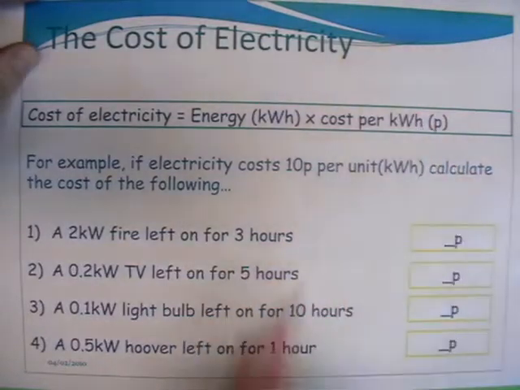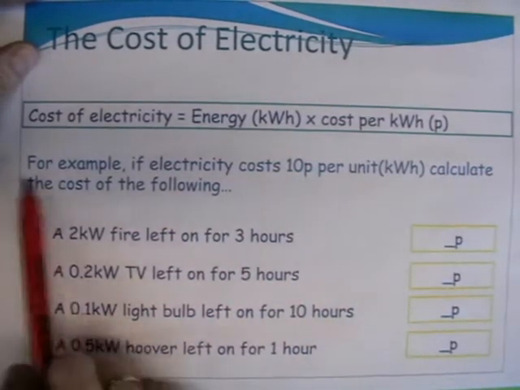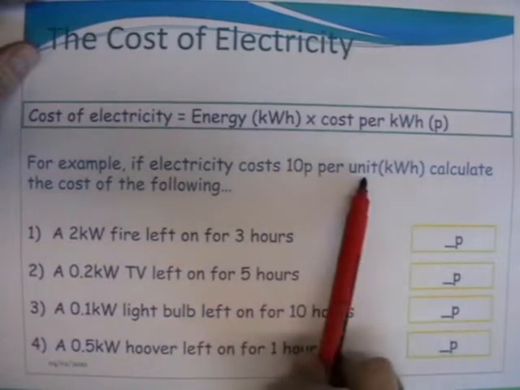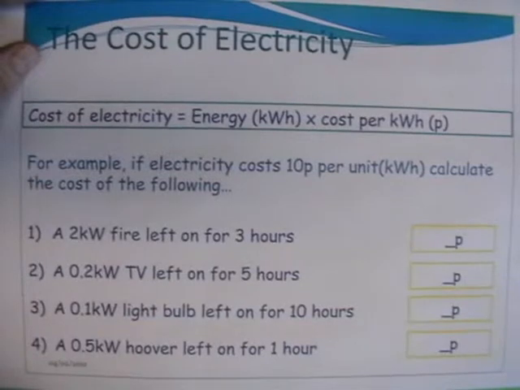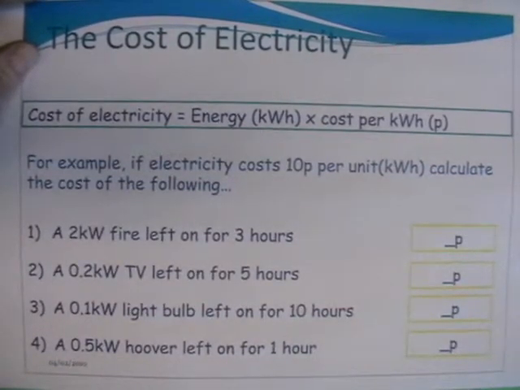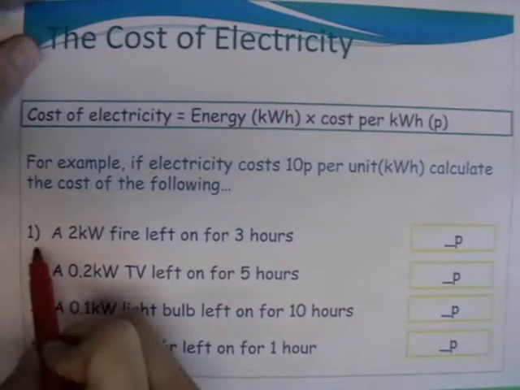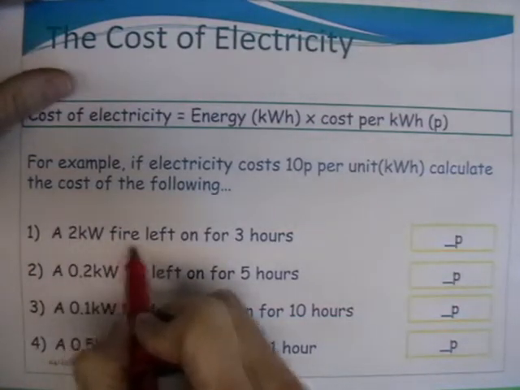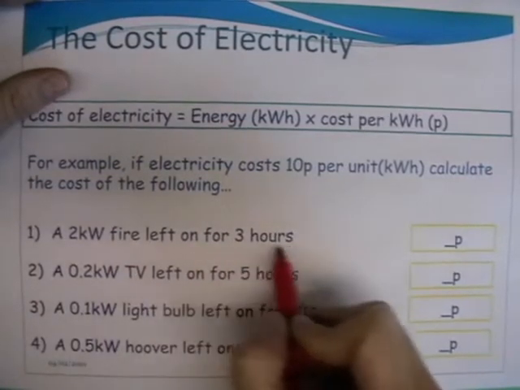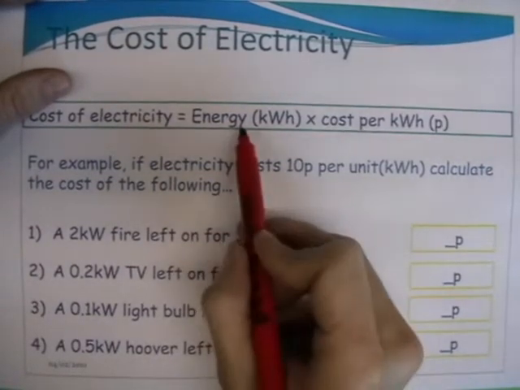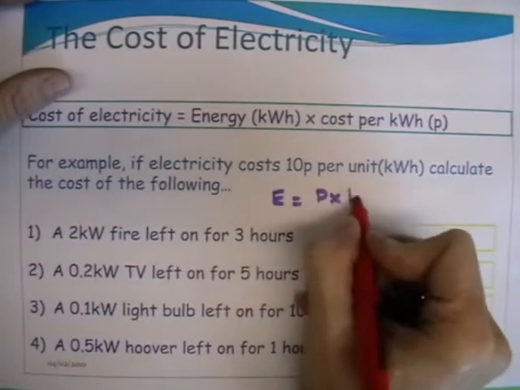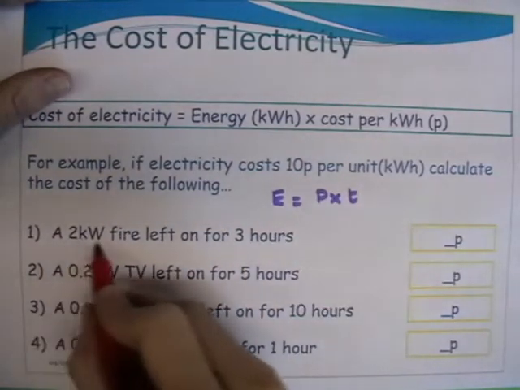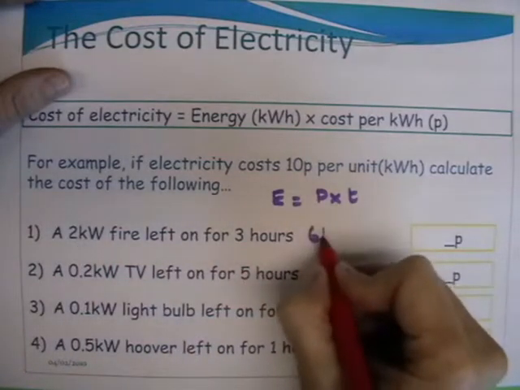But for our sake, we're going to give you a nice easy number to use. For example, if electricity costs 10p per unit or kilowatt hour, calculate the cost of the following. Again, you can stop the video cast, do your calculations, and come back and check the answers if you like. So number 1, a 2 kilowatt fire is left on for 3 hours. So the first thing we're going to do is calculate the amount of energy. Again, energy is power by time. So we'll do that first. So the amount of energy used is 2 times 3, which is 6 kilowatt hours.